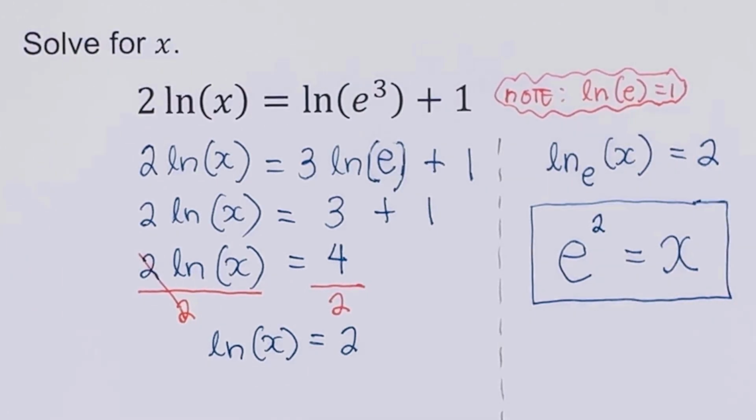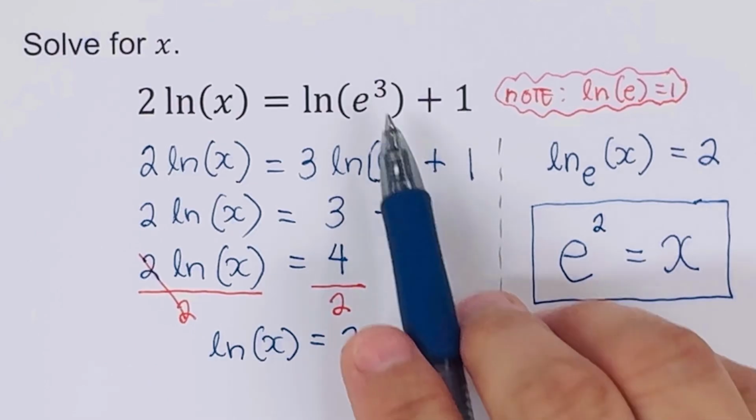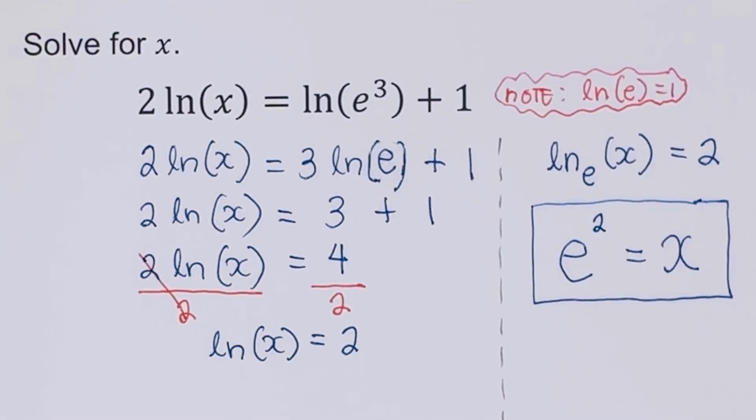Our x is e squared, and this value for x will make this equation correct. So that is how we solve equations involving natural logarithm ln.